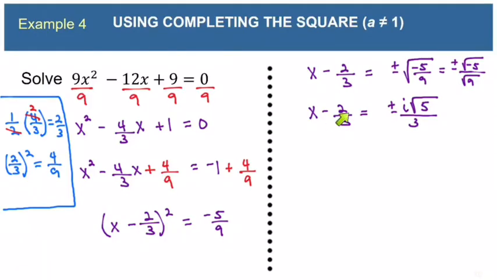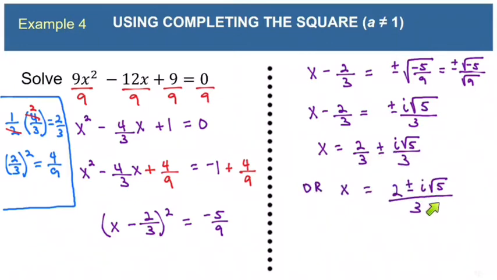And the next thing we need to do is add 2/3 to both sides so that the x is isolated, and we're going to have x equals 2/3 plus or minus i square root of 5 over 3. And the very last thing is really just a cosmetic move, but notice that since these two terms have a common denominator, we may as well write them over one common denominator. So we'll have x equals 2 plus or minus i square root of 5 all over 3. So that way the 3 only appears one time. These two are equivalent. One is not better than the other. You may choose which one you prefer.